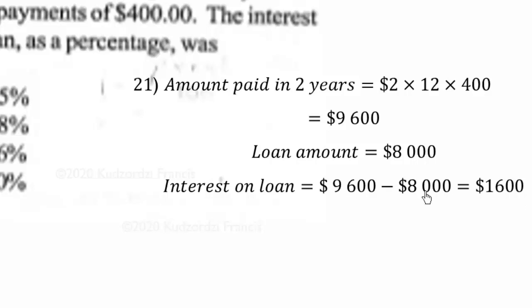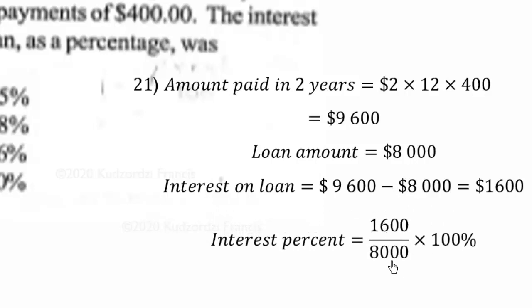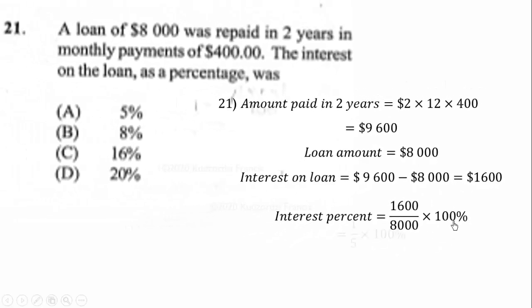Now we express this as a percentage of 8,000, and that will be equal to 1,600 over 8,000 times 100%, and this will simplify to 1 over 5, and you know 5 goes into 100 20 times, so the percentage is 20%, and the correct answer is D.